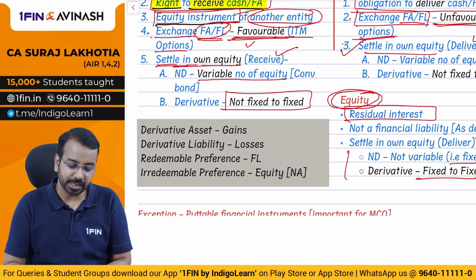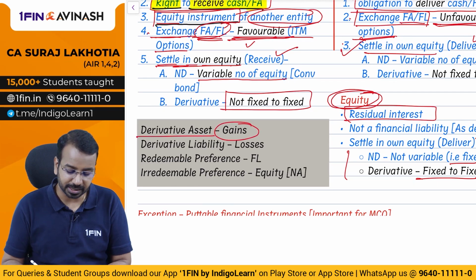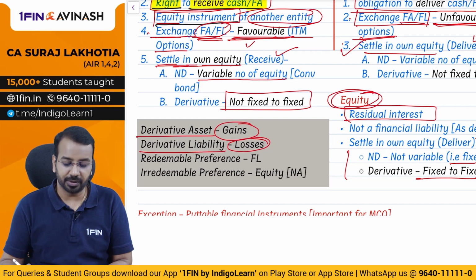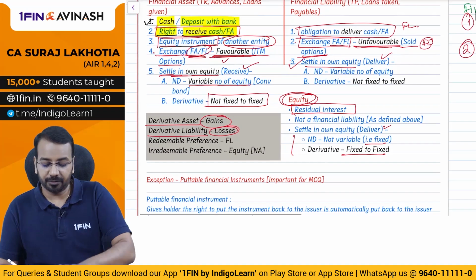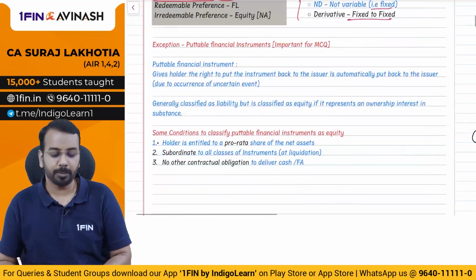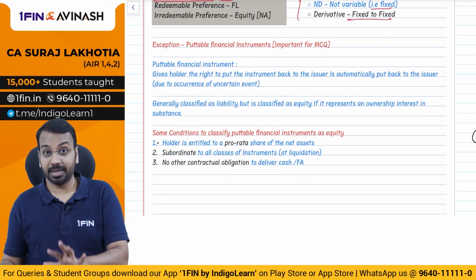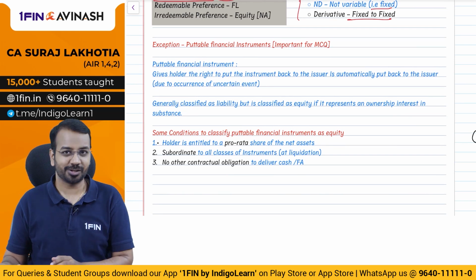Okay. In summary, whenever we have this exchanging of financial asset and financial liability, when there is a gain, we call it a derivative asset. When there is a loss, we call it a derivative liability. Preference shares we will discuss later. Okay. I hope the conceptual part is clear for the introduction of financial instruments.